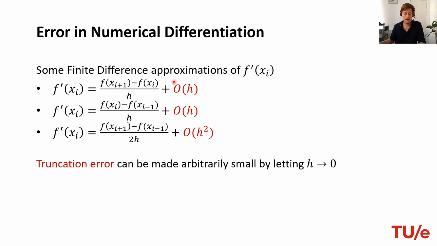So the truncation error is proportional to h. We have a backward finite difference. Again, truncation error is of order h. Or a central difference, which is a bit more accurate. So the truncation error is of order h squared. It's proportional to h squared.